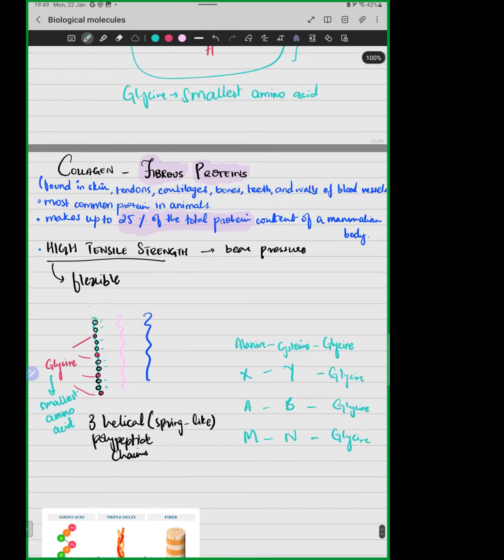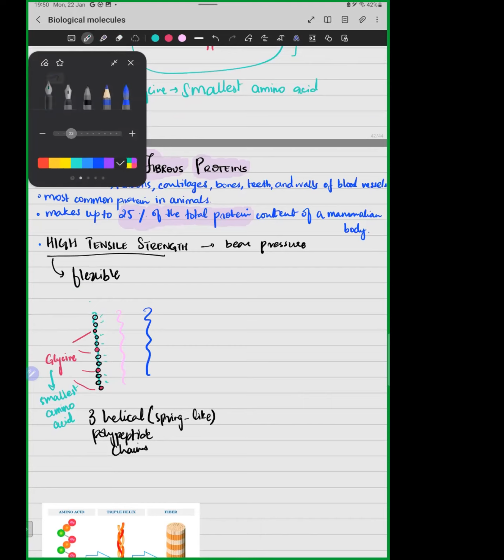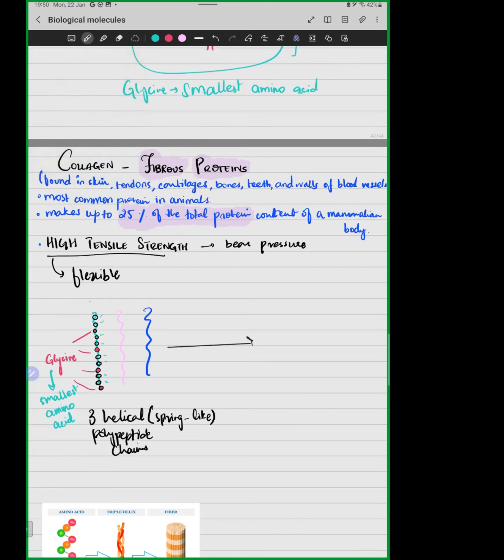Now, in a bit, I will explain the significance of the fact that every third amino acid in the polypeptides making up the collagen molecule has to be glycine. So what happens is that we have three helical polypeptide chains. They associate via hydrogen bonds. They interact with each other via hydrogen bonds and they form a triple helical structure.